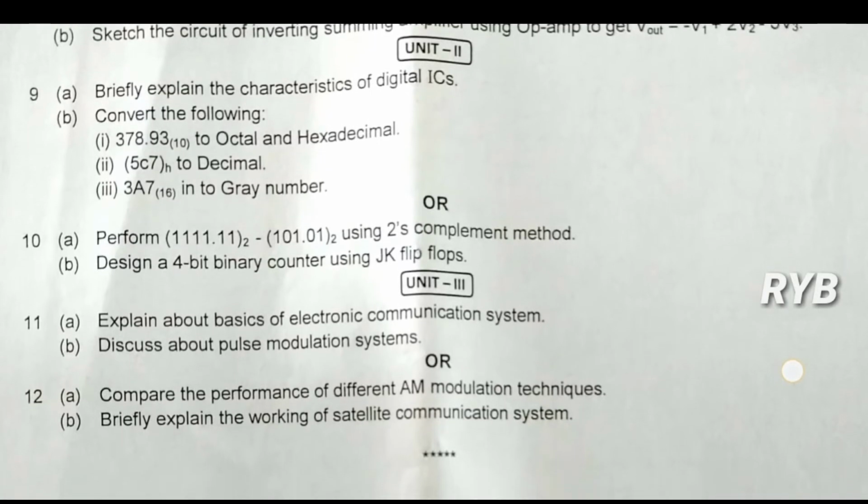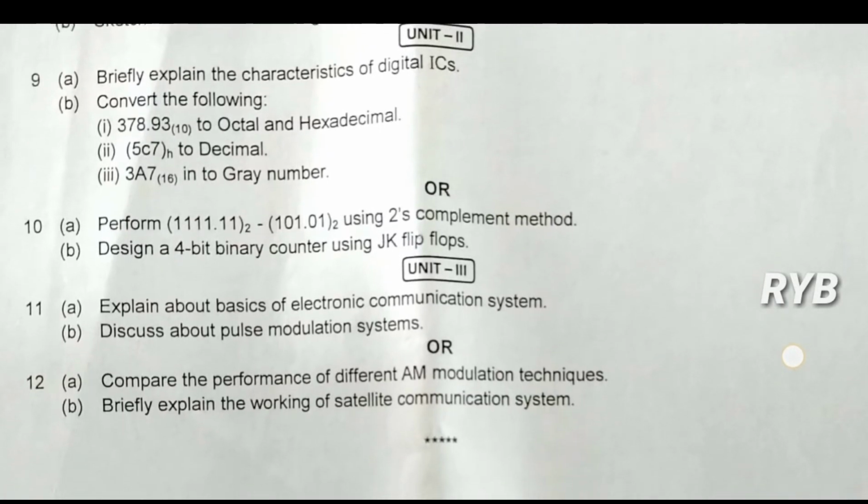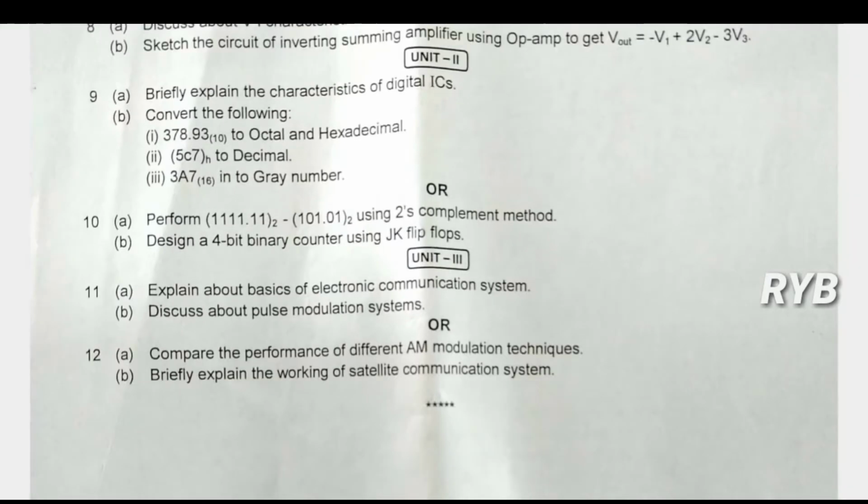Unit 3 again, the questions are 11th and 12th. The 11th question: discuss the basics of electronic communication systems, and part B, explain pulse modulation systems. The 12th question: compare the performance of different amplitude modulation techniques, and briefly explain the working of a satellite communication system. This is the question paper, and how to write the answers is very important.